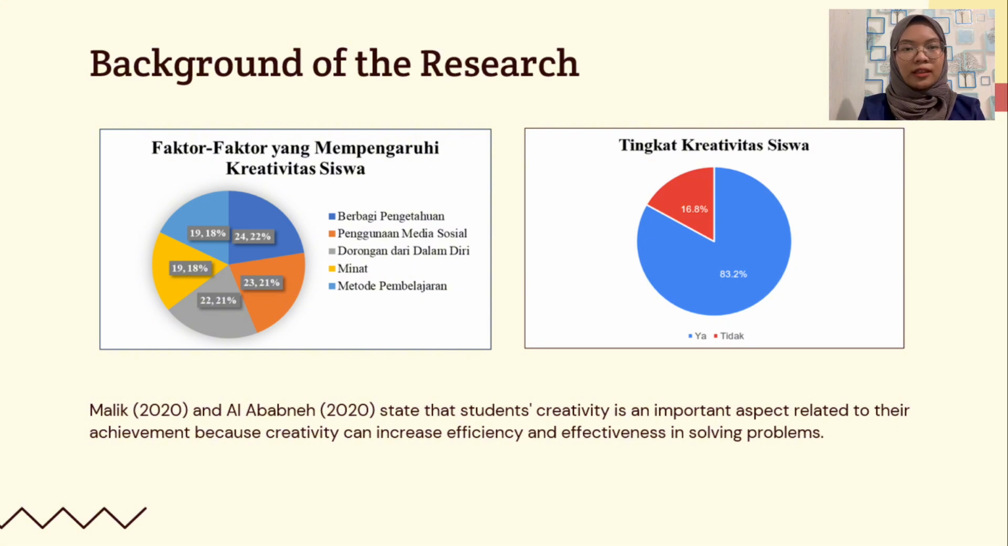The percentages in the following figure are the results of pre-research conducted on 30 respondents from SMKN 48 Jakarta students. These results show that knowledge sharing, use of social media, and intrinsic motivation are the most frequently chosen factors. The majority of respondents who are students believe that they have creativity with a percentage of 83%. And these results made me interested in further research regarding creativity in students.